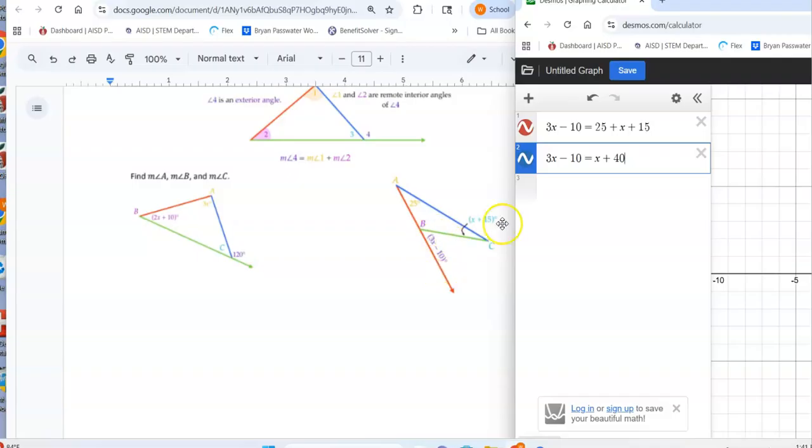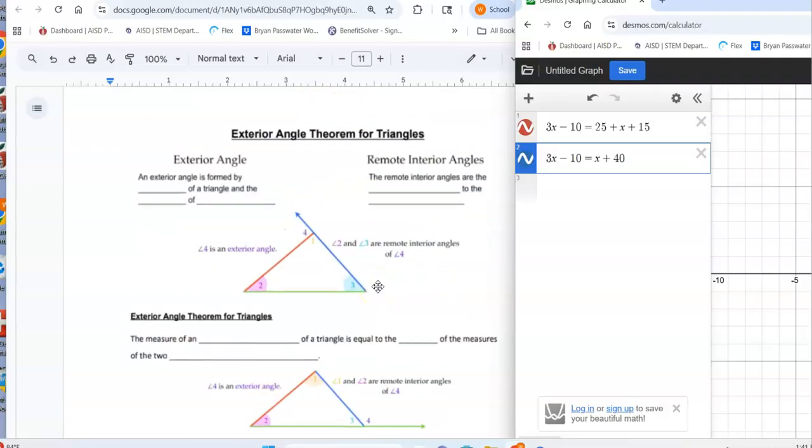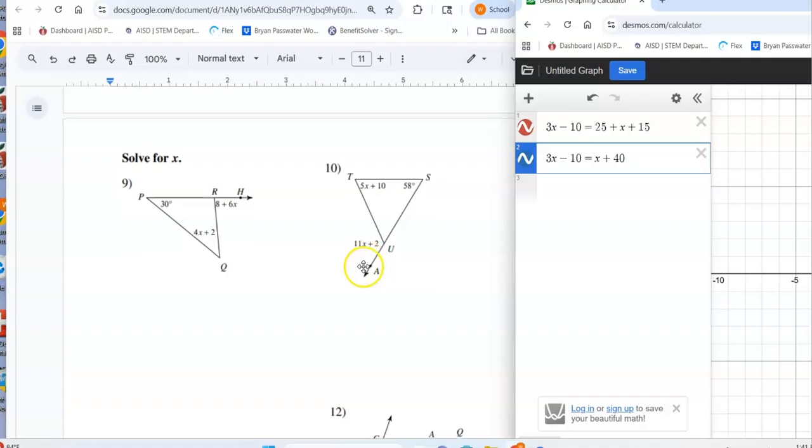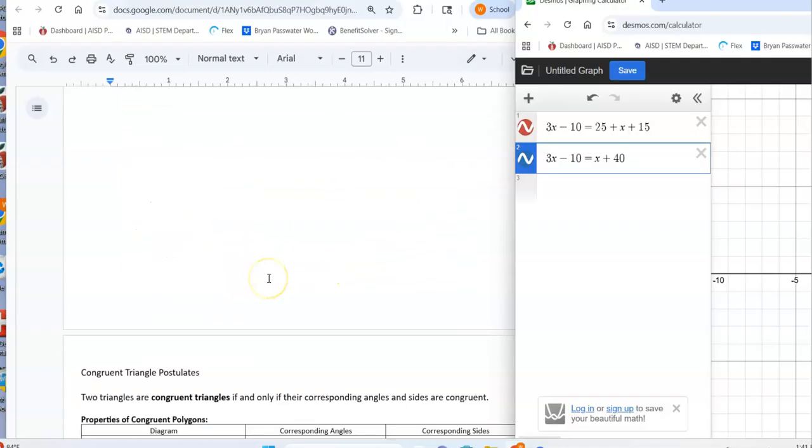So that means this one, the B, would be 65, and that would be 40, basically. Okay, so that's the exterior angle theorem. And then finally, do all these. Try these four.